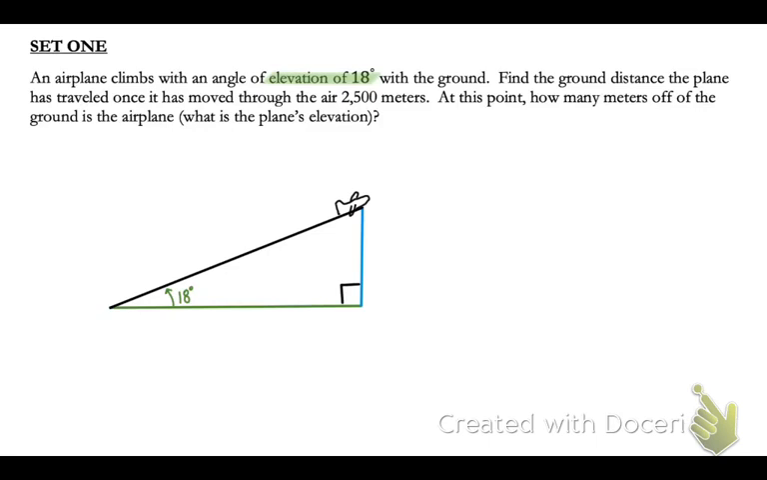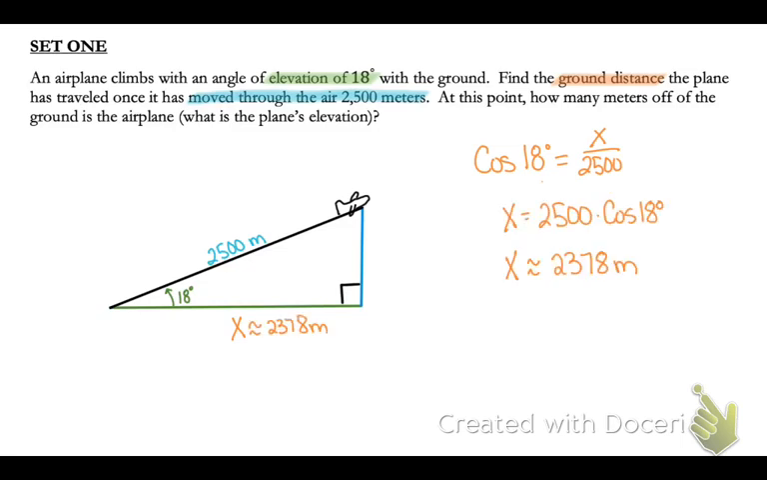They want us to find the ground distance, so that means that green distance down there is x, and they say it's traveled through the air 2,500 meters. With the side lengths we have, we're given the hypotenuse and we want the adjacent. So we're going to set up a cosine equation. To solve for x, you'd multiply 2,500 over, and rounding to the nearest meter, you get 2,378 meters.